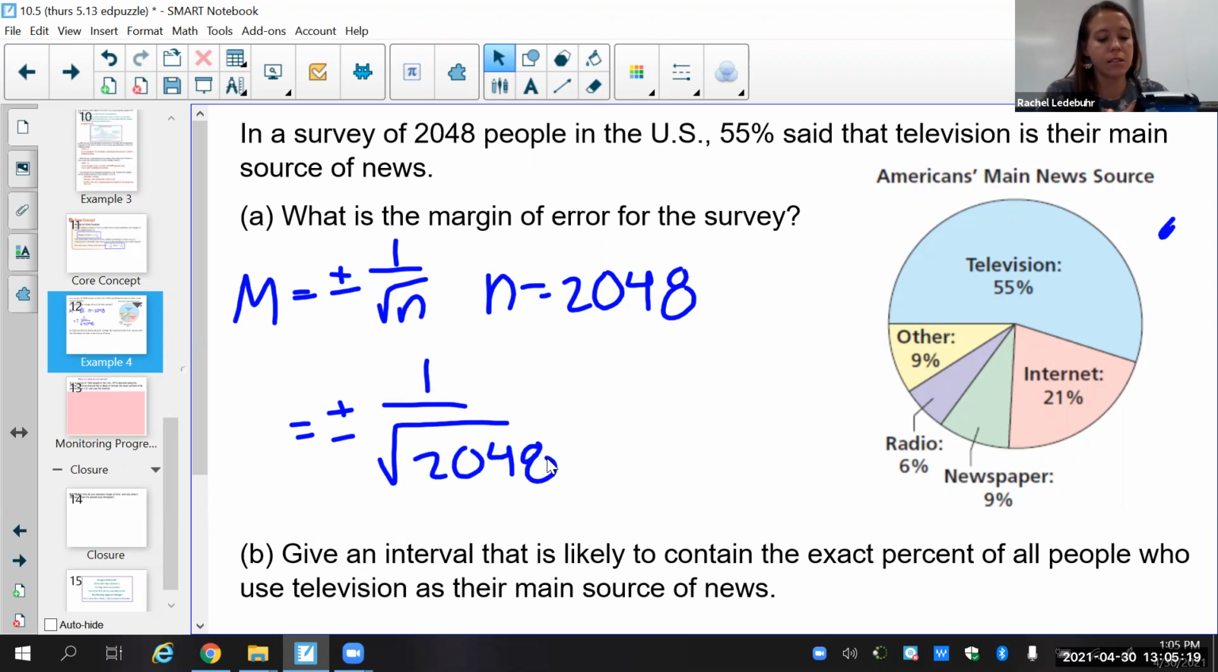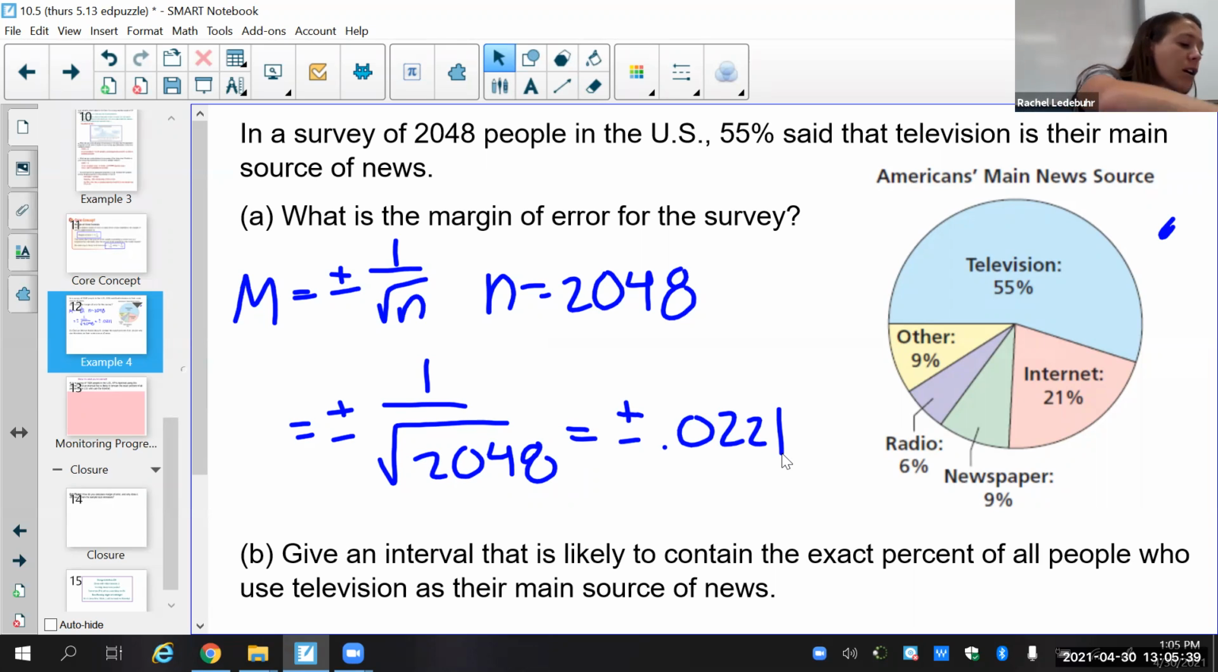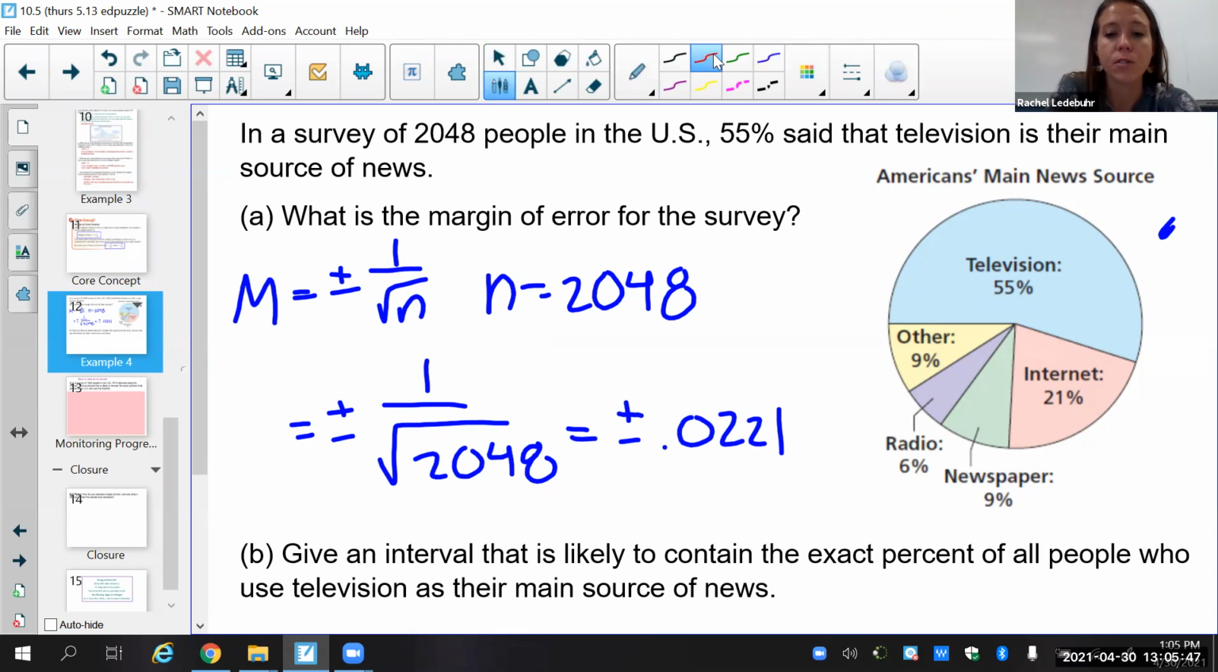I don't know what that is. 1 over the square root of 2,048, and we get plus or minus 0.0221. Okay, now we can leave it like that. Typically in margin of error though, we turn that into a percent. So I'm going to move this to points, so 2.21%.